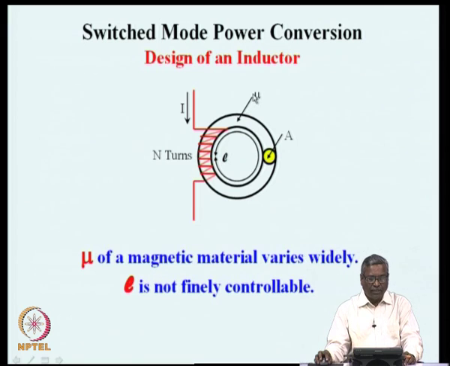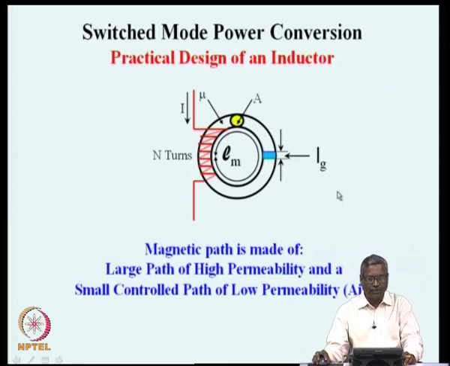For example, the permeability of a magnetic material is not constant and varies very widely. It can vary between numbers like 1000 and 2000. The relative permeability of magnetic material could vary by ratios as much as 1:3 or 1:4. And similarly, the length of the magnetic path is not very finely controllable, because in any magnetic path the reluctance is L by A mu. All these quantities are not finely controllable.